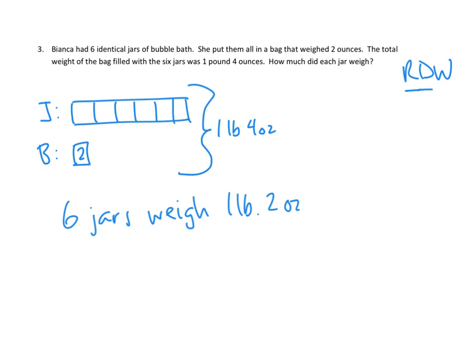Okay, now 1 pound, 2 ounces. We've got to convert into ounces, I think, because we've got to divide it up across 6 jars. So 1 pound is 16 ounces plus the 2 that we've got there. So I'm just going to say this is the same as 18 ounces. So 6 jars weigh 18 ounces. Hey, now I can almost see the answer, right? If 6 jars weigh 18 ounces, then each jar must be 3 ounces, right? Because if we skip count by 3s, 3, 6, 9, 12, 15, 18, right? 6 times 3 is 18. So each jar must weigh 3 ounces.